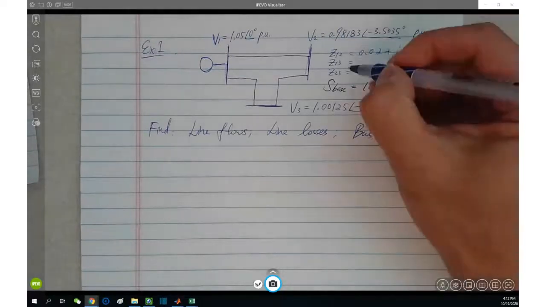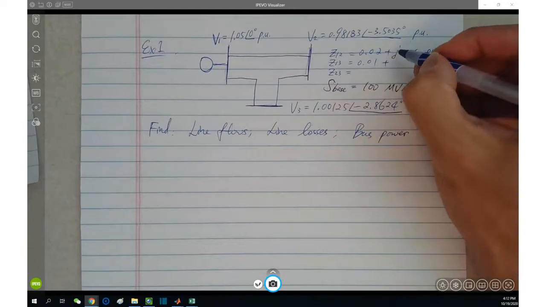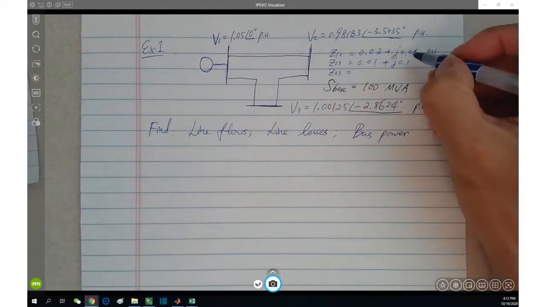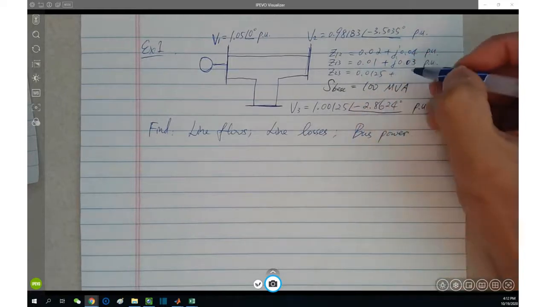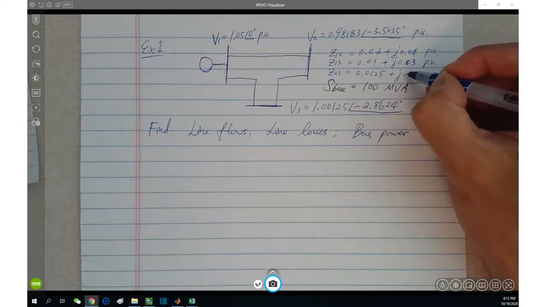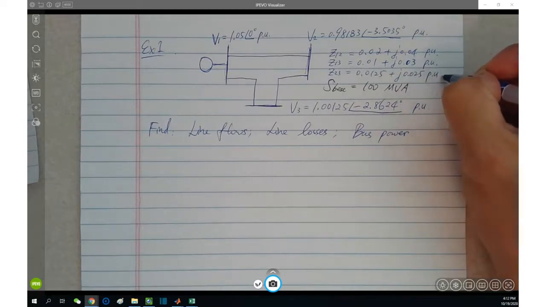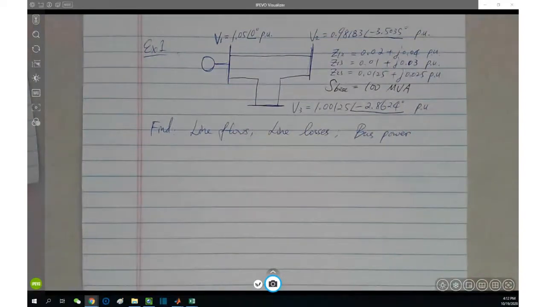You see. 13.0 plus 8.03 per unit. Just calm down and be patient to copy the right problem. Otherwise... good.